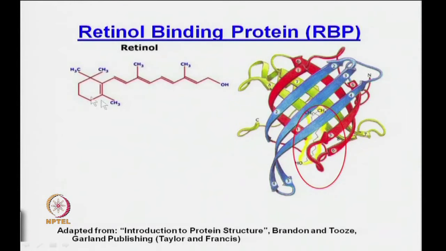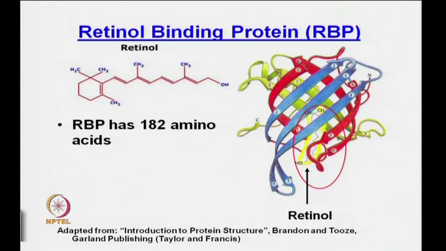So, this retinol is bound in the interior hydrophobic pocket of this up and down beta barrel. That is why you use this red circle portion. I said that the interior is hydrophobic and it is a binding pocket. So, the retinol goes and binds there, as the arrow shows. This is retinol.